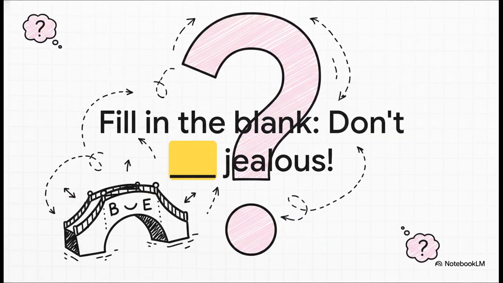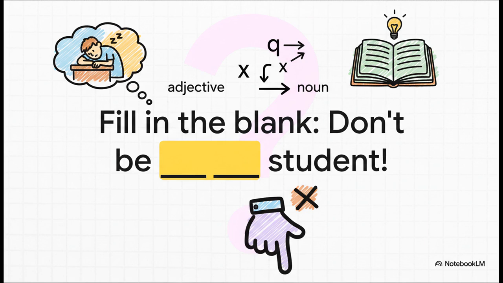All right, next up, "don't blank jealous." Now, jealous is an adjective, right? It's a feeling. So what's that missing piece we need? You got it. It's our be bridge. The full sentence is "don't be jealous." Okay, let's try a trickier one now. "Don't be blank student." We've got a noun, student, and an adjective, lazy. So what do you need here? You actually need two words, "a" and "lazy." Don't be a lazy student.